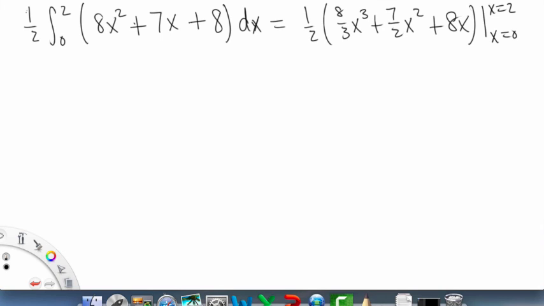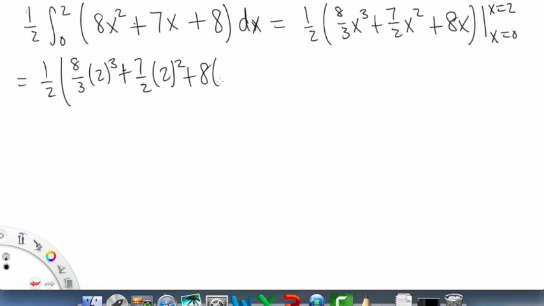Okay, and now we're just going to plug it in. 1/2, and then we have 8 over 3 times 2 to the third plus 7 over 2 times 2 to the second plus 8 times 2. And see how each of these has an x term in it, so when you subtract the x, plugging in 0 for x, then you're just going to get minus 0. Okay, so now let's just simplify here.